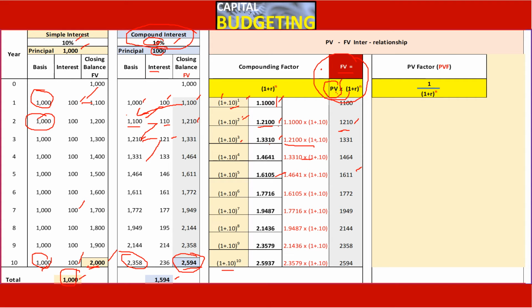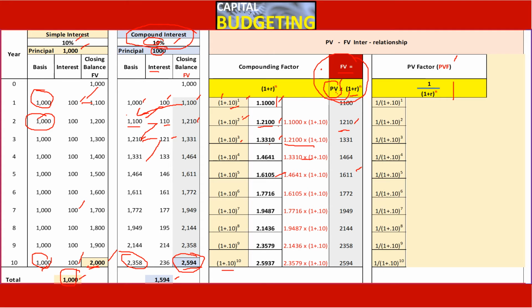It becomes FV multiplied by 1 plus r to the power of n. When you shift it, the inverse of 1 plus r to the power of n is called PVF. If we take PVF and multiply it by FV, you get PV. It is helpful sometimes. How does it work? 1 divided by the same value, but in the inverse. It becomes the numerator: 1 by 1 plus 0.10 to the power of 2.